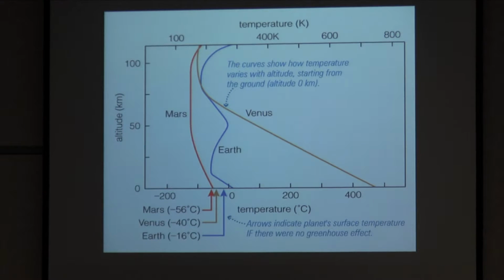All right, so as you come down through the Earth's atmosphere, it varies and it heats, and without a greenhouse effect, it would be at minus 16 degrees.